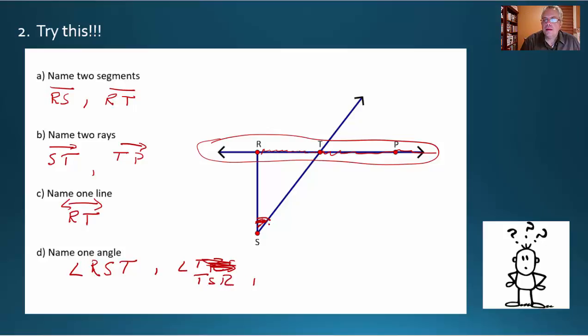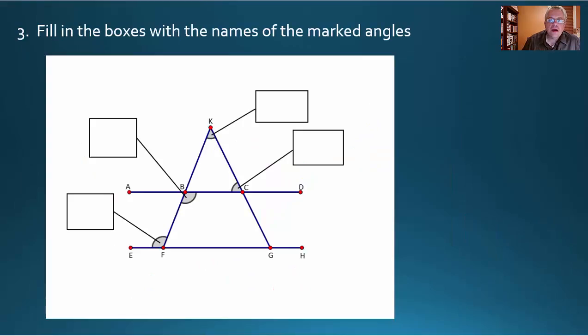Now, if there's no other angle around here, if there's no confusion, we can just use the vertex and call it angle S. So if you're in doubt, use 3 letters. If you're not sure whether you can just use 1 letter and get away with that, use 3 letters and there'll be no confusion. Okay, this is our last slide here, last examples, and we want to name the marked angles. Okay, so this takes a little practice.